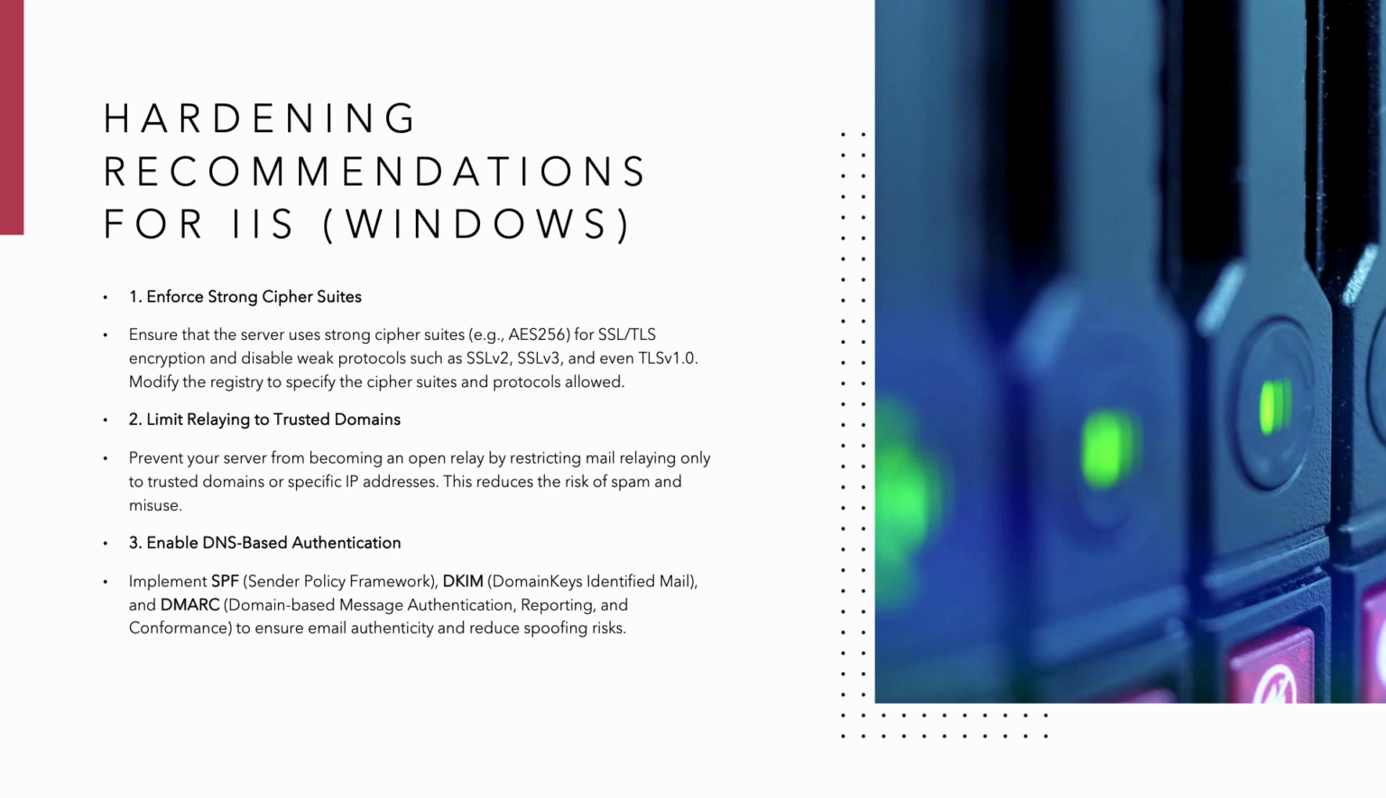2, we should limit relaying to trusted domains. This will prevent your server from becoming an open relay by restricting mail relaying only to trusted domains or specific IP addresses. This reduces the risk of spam and misuse. And 3, we should enable DNS-based authentication. So you should implement SPF, Sender Policy Framework, DKIM, Domain Keys Identified Mail, and DMARC, Domain-Based Message Authentication, Reporting, and Conformance, to ensure email authenticity and reduce spoofing risks.